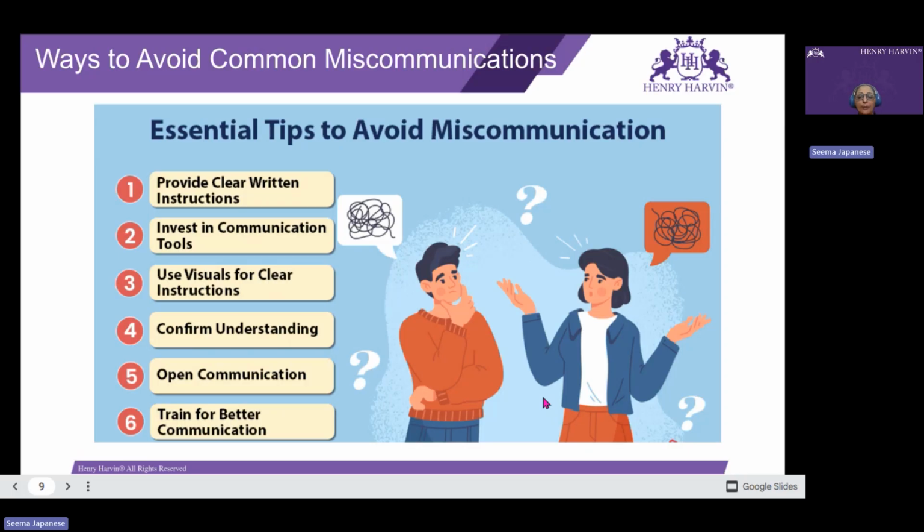Then, training for better communication: we should always strive to communicate in a better manner. For that, we need to enhance our language skills, our verbal and written communication and non-verbal communication also, like gestures in the office, our facial gestures and eye language, and how we look towards someone. These kinds of non-verbal communications are very, very important, as we already understand.